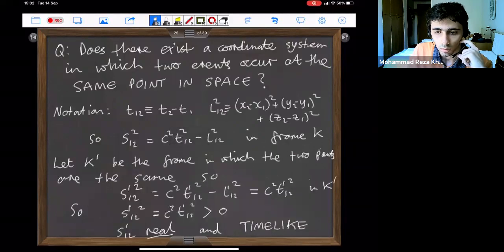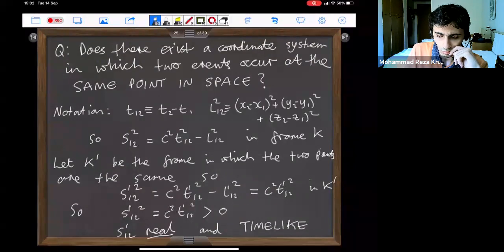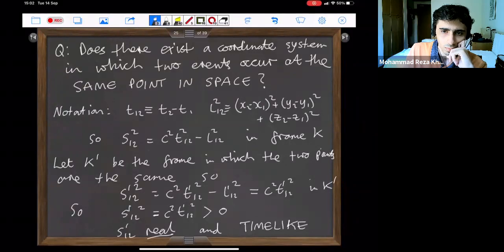Okay. Now we're going to spend a few minutes looking at different types of intervals. So we're going to give a classification of the types of intervals that can occur. So the question we'll ask is: does there exist a coordinate system in which two events occur at the same point in space?